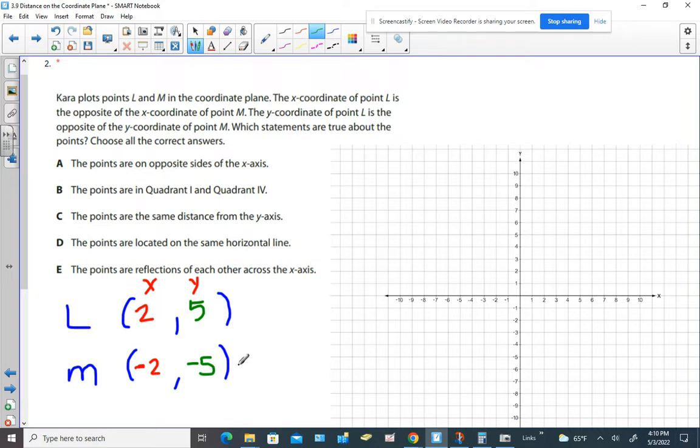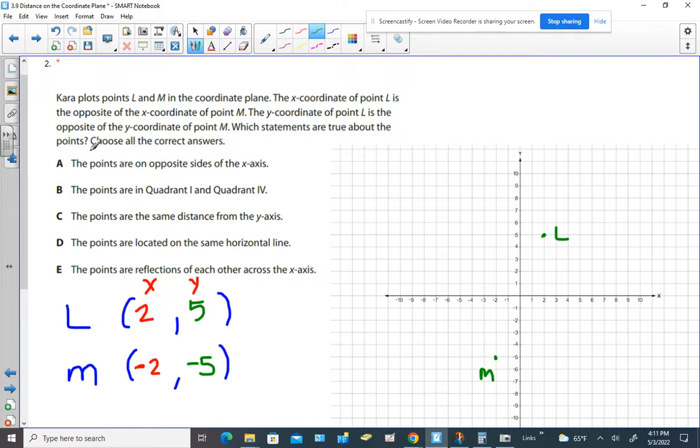All right, now I'm going to propose that we go ahead and plot what we've created here. If we plot point L, we're going to go over 2 and up 5. Let's put an L. For point M, we're going to plot left 2 and then go down 1, 2, 3, 4, 5. And let's label it point M. All right, and now let's go through the answer choices and see which ones might apply, given not only what we've plotted here, but what we have as our hypothetical situation.